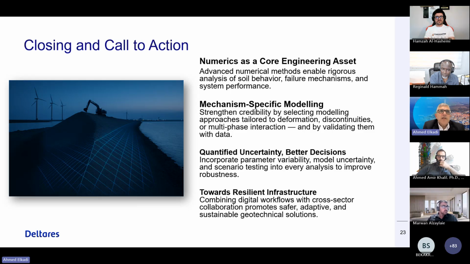Combining digital workflows with cross-sector collaboration promotes safer, adaptive, and sustainable geotechnical solutions. And by that, I would like to end my talk. Thank you very much.